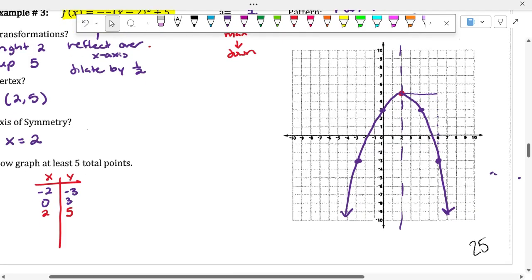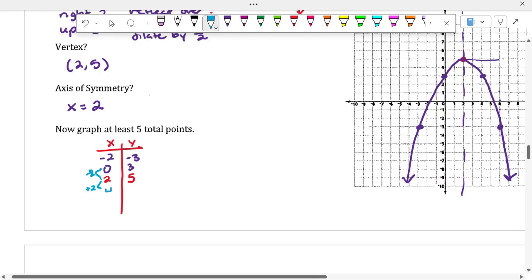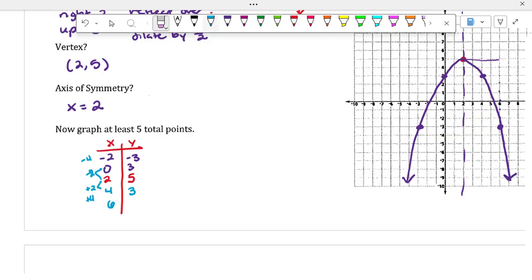I would do the same distance on the other side. So if I subtracted 2 from the vertex, that means I got to add 2 to get its vertical buddy. So that'd be 4, and its buddy's 3. If I subtracted 4 here, that means I have to add 4 here. So that would be 6. Oops. If I subtracted 4, that means I got to add 4. So that'd be -3.